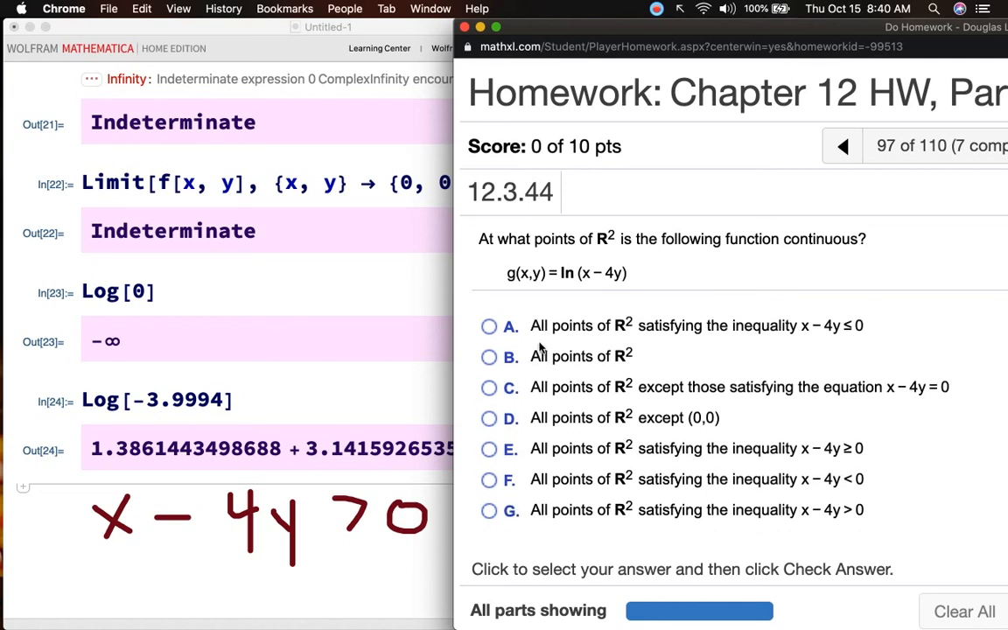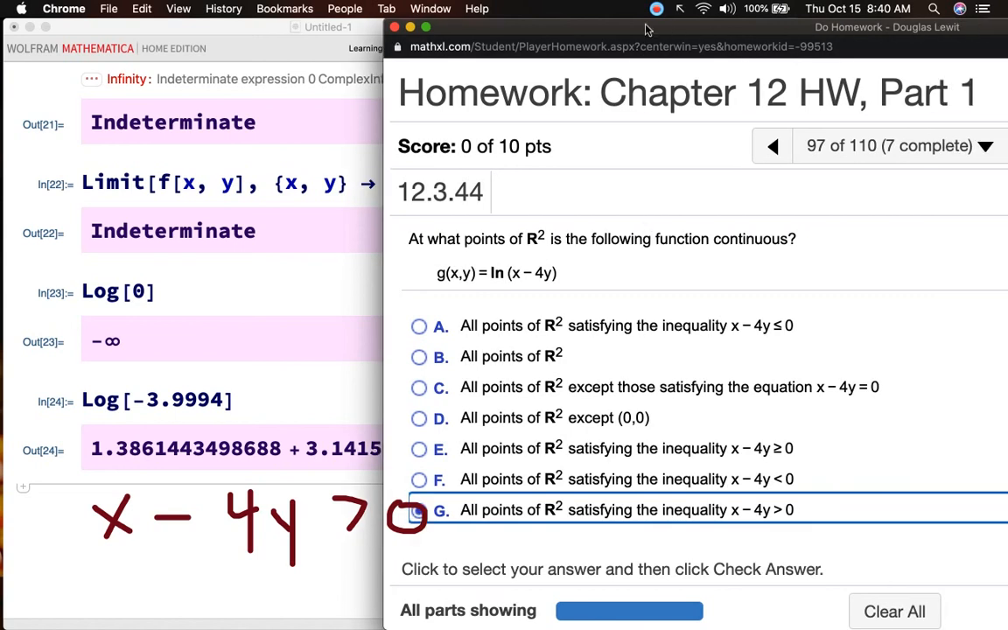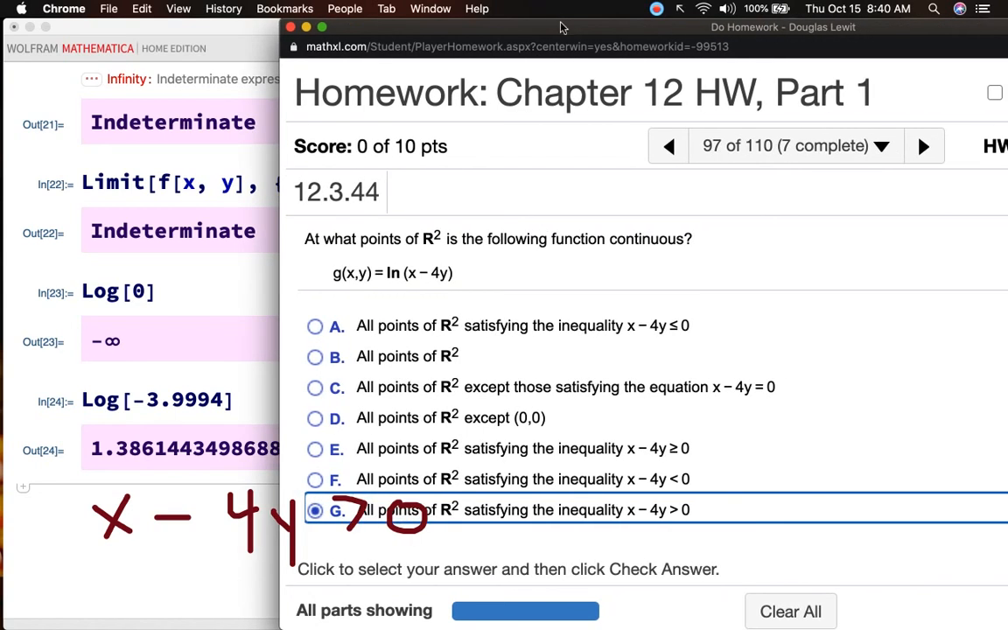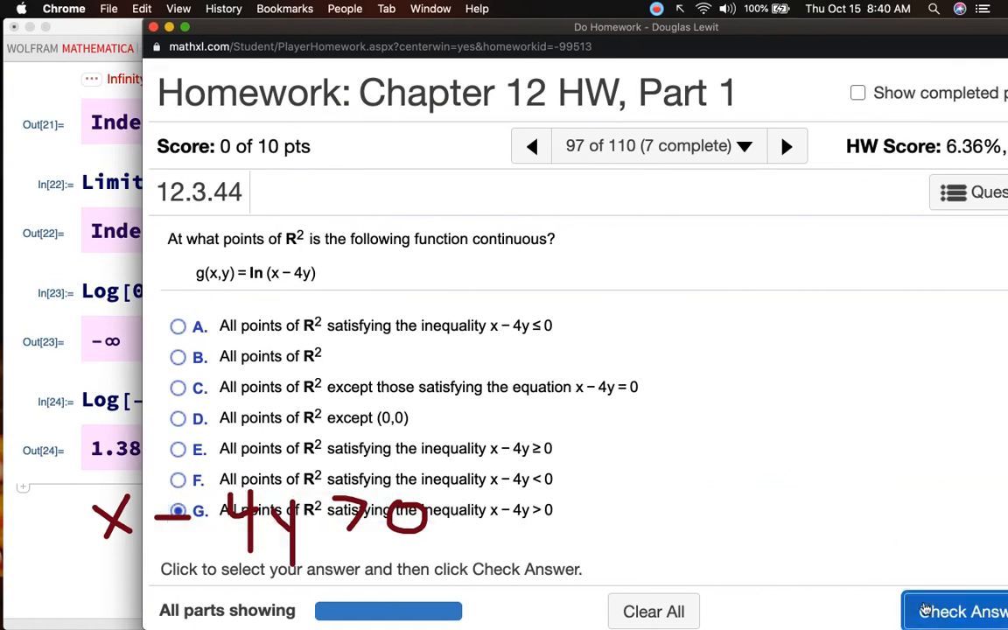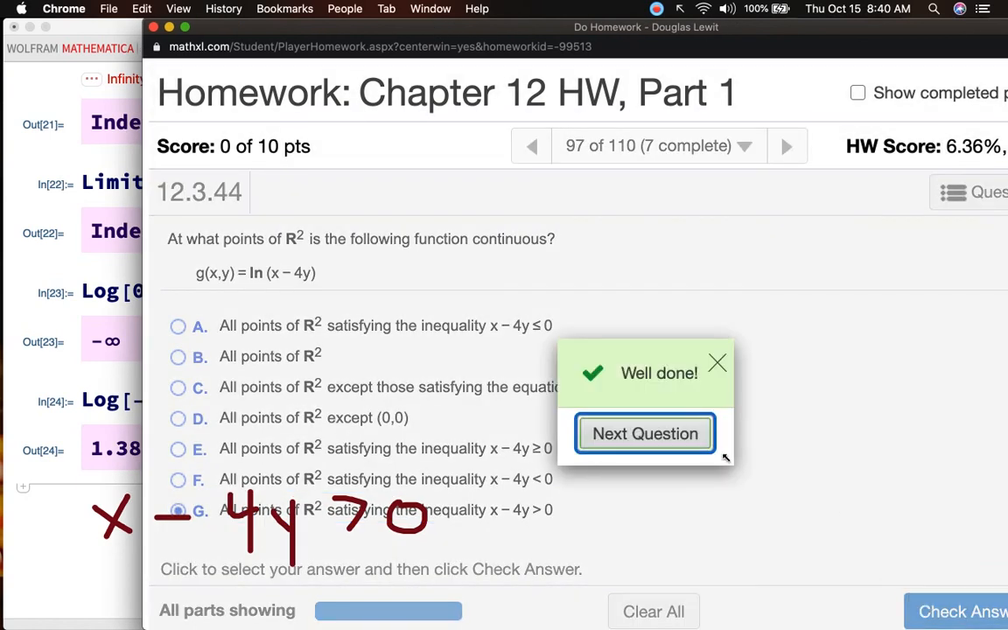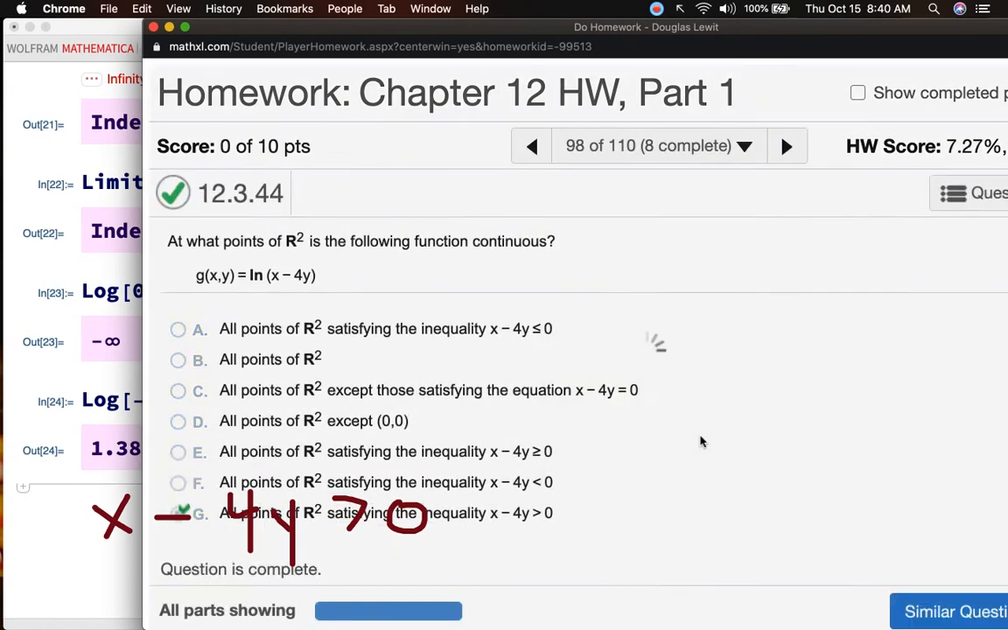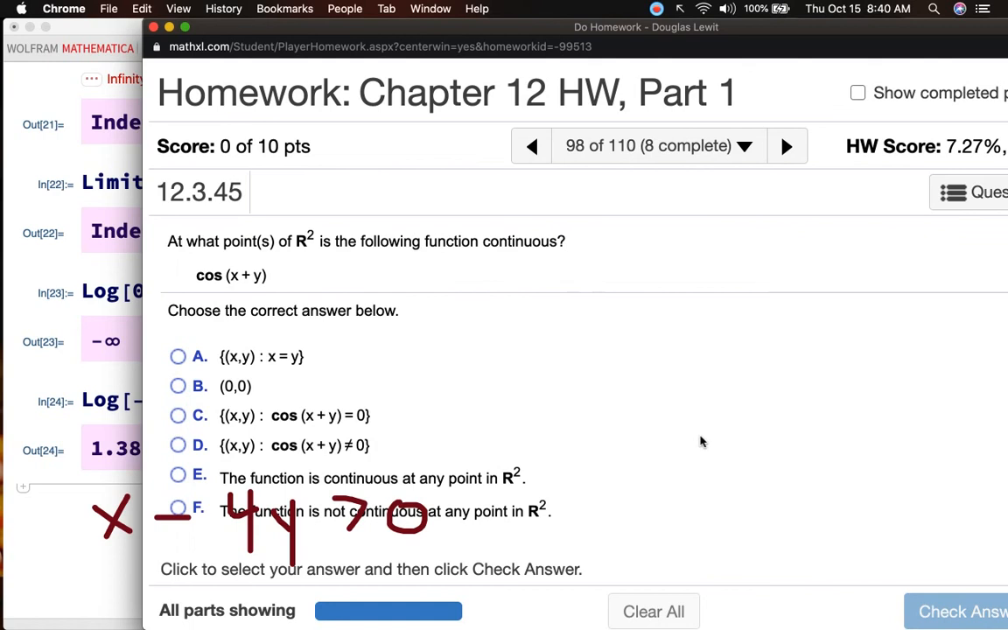Let's see. All points of R2 satisfying the inequality x minus 4y is greater than 0. And let's see if that is correct. Let's see, hold on a second, check answer. Okay, that is correct.